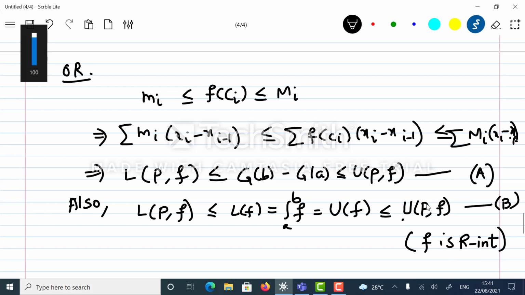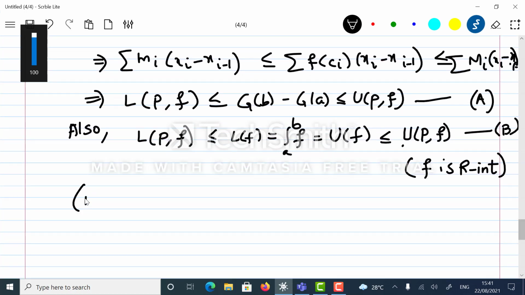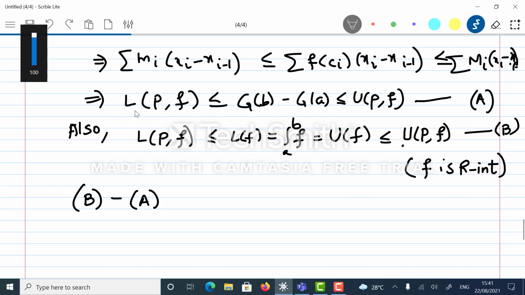So if I subtract A from B, then what I'll get is as follows. B minus A, so I am supposed to multiply A by a minus sign, and then add it with B. So if I multiply A with a minus sign, then minus LPF will be greater than or equal to minus, in brackets, g of b minus g of a.